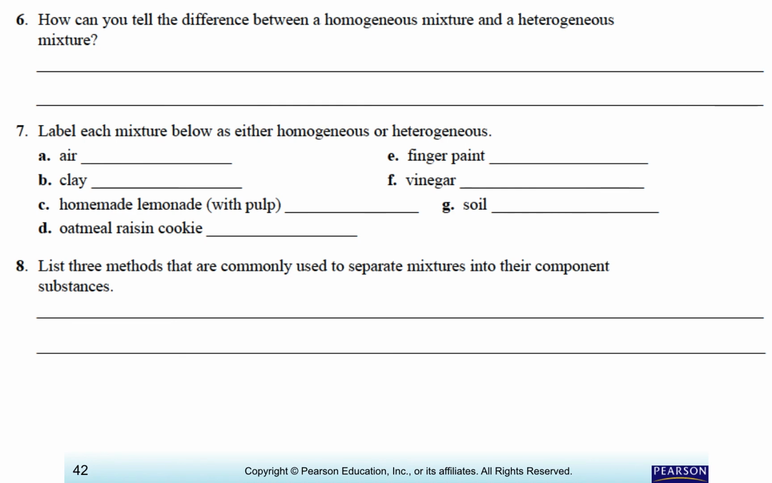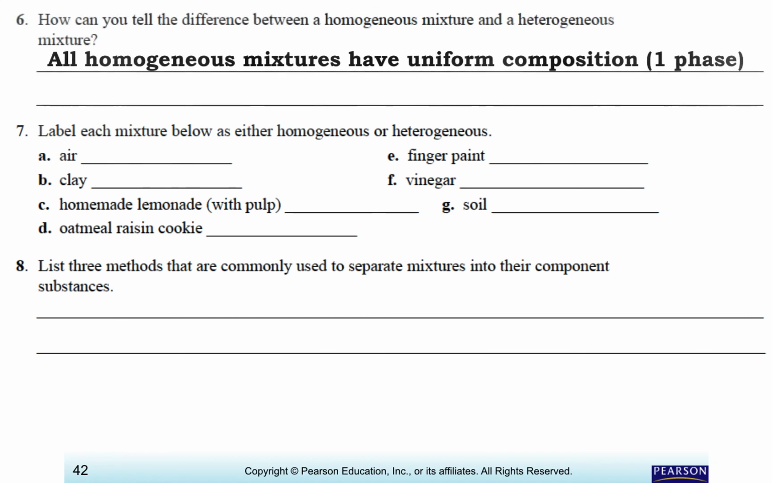How can you tell the difference between a homogeneous and a heterogeneous mixture? Phases. A homogeneous mixture will have uniform composition, which makes it one phase. Air is homogeneous. You cannot see the different particles that are in the air. Clay is homogeneous because it's the same throughout. Homemade lemonade with pulp is heterogeneous because the pulp is a separate phase.